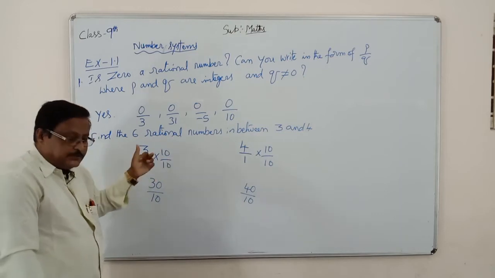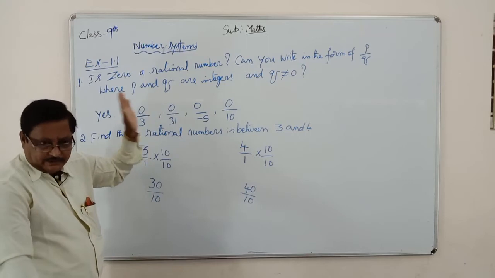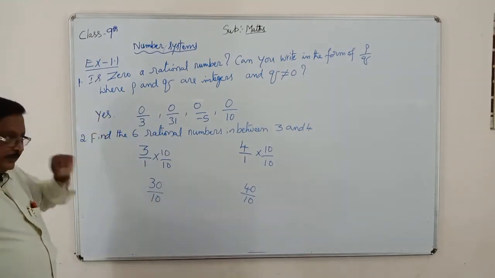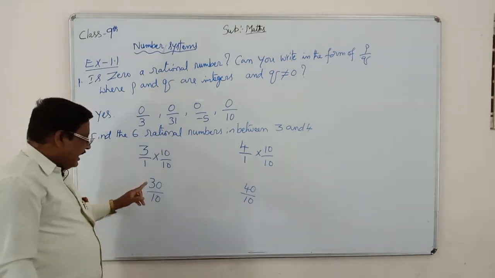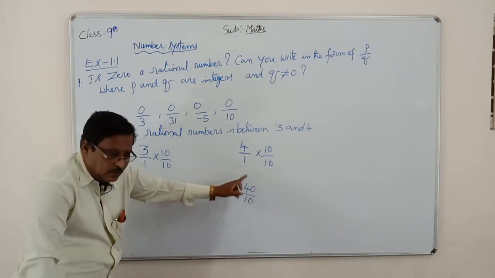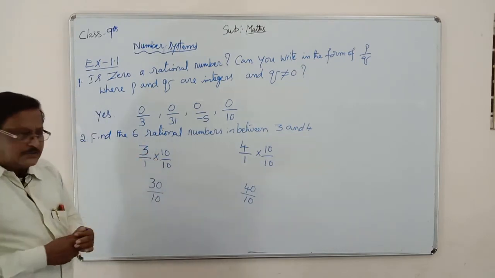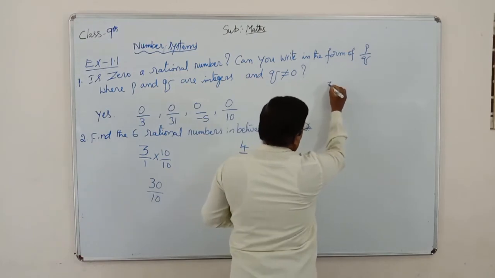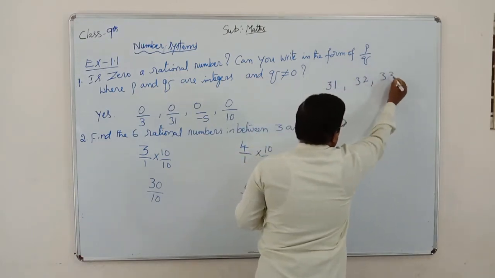What is the difference between 3 and 4? The difference between 3 and 4 is only very small, that is 1. Here you increase the difference of these two numbers. Now the numerators are 30 and 40, with the same denominator. In between 30 and 40, how many numbers are there? 31 is there, 32 is there, 33 is there.